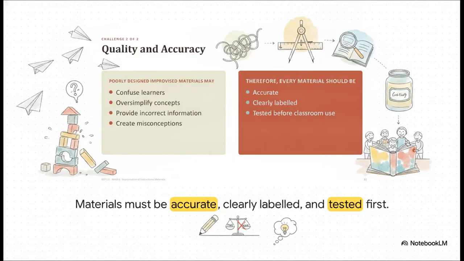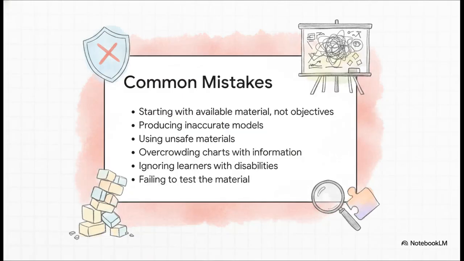To simplify that even further, just try to remember this crucial rule of 3. Every single material should be accurate, it should be clearly labeled, and it absolutely must be tested before you ever bring it into the classroom. If a poorly designed, improvised material ends up confusing your learners, oversimplifying complex concepts, or worse, providing incorrect information, you aren't just standing still, you are actually moving backward. Which means we really have to be fiercely vigilant about common mistakes.